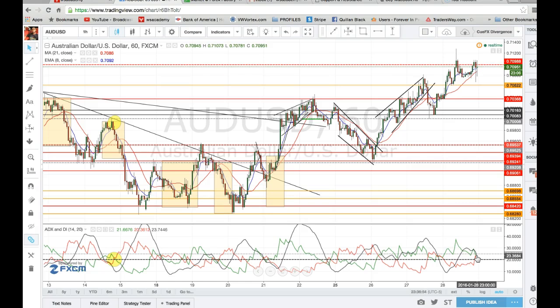Okay, so this black line is called the ADX line. That's the main line that you're supposed to be looking for. And the D positive line is the green line. The D negative line is the red line.